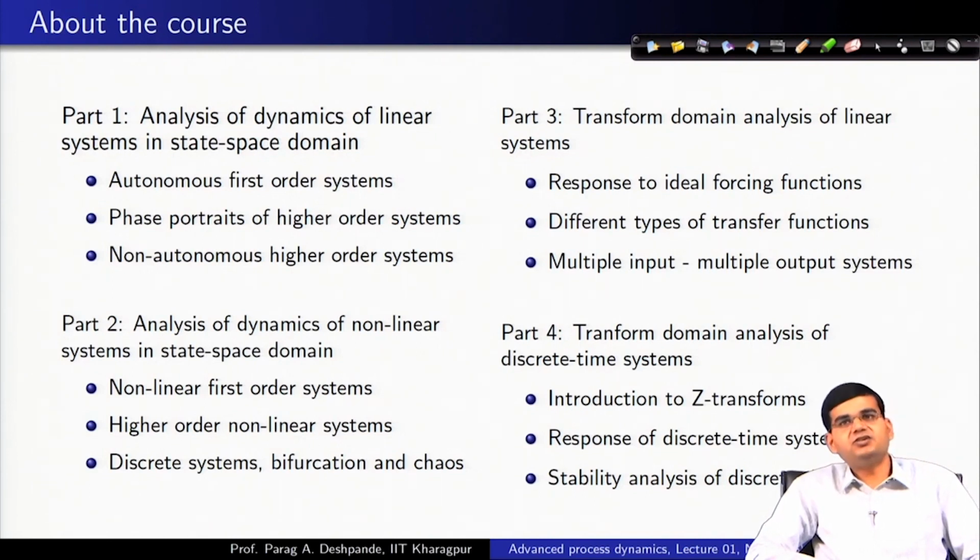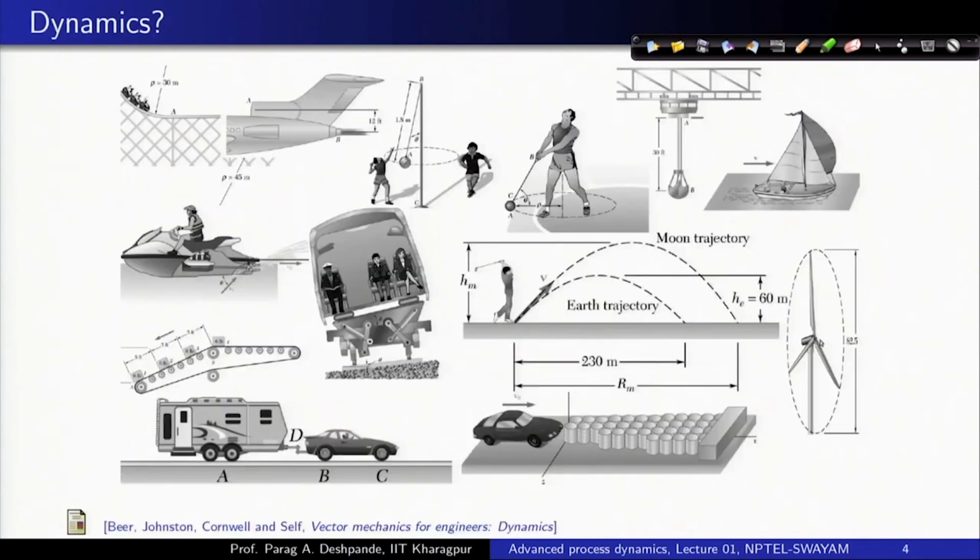Further, especially with the introduction of computers for control of processes, several processes are no more in continuous domain, but they take place in discrete domain. So, we will also analyze how to do the analysis of process dynamics in discrete domain. So, these are the 4 different parts of the course that we would be covering in the next 12 weeks. So, let us start the course, and let us first ask ourselves the question, what is the meaning of dynamics. So, let us forget about process dynamics and let us first see what is the meaning of dynamics.